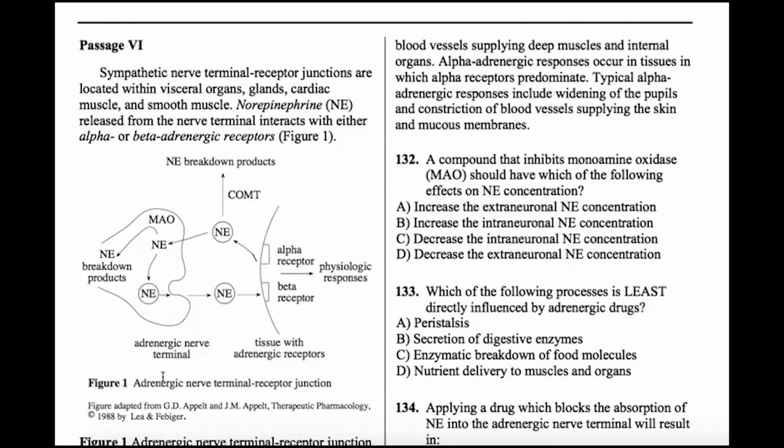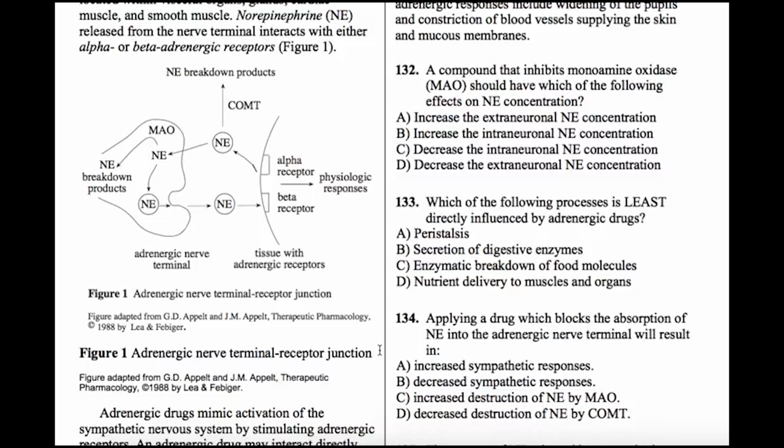Okay, so let's move on to the questions. A compound that inhibits monoamine oxidase, MAO, should have which of the following effects on Ne concentration? If MAO breaks down Ne, whenever MAO is working, you get low Ne, right? So if you stop MAO from working, you're going to increase Ne. That's pretty simple. So we're going to knock out C and D right away, because we know that Ne is going to increase.